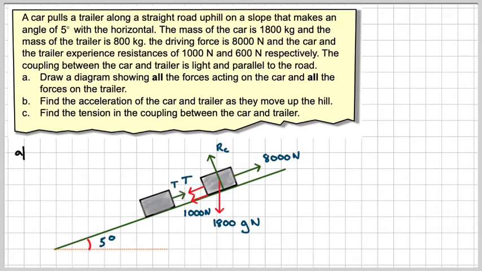For the trailer, it will also have the same tension in the coupling but going the other way. It will have an 800 g newton force acting downwards and a normal reaction, which is different to this normal reaction, so we have to use some sort of different notation. We're going to call it RT for trailer. It also has a resistance force acting down the slope of 600 newtons. Also, we need to mark on the acceleration. So make sure the diagram is large and make sure it is clear.